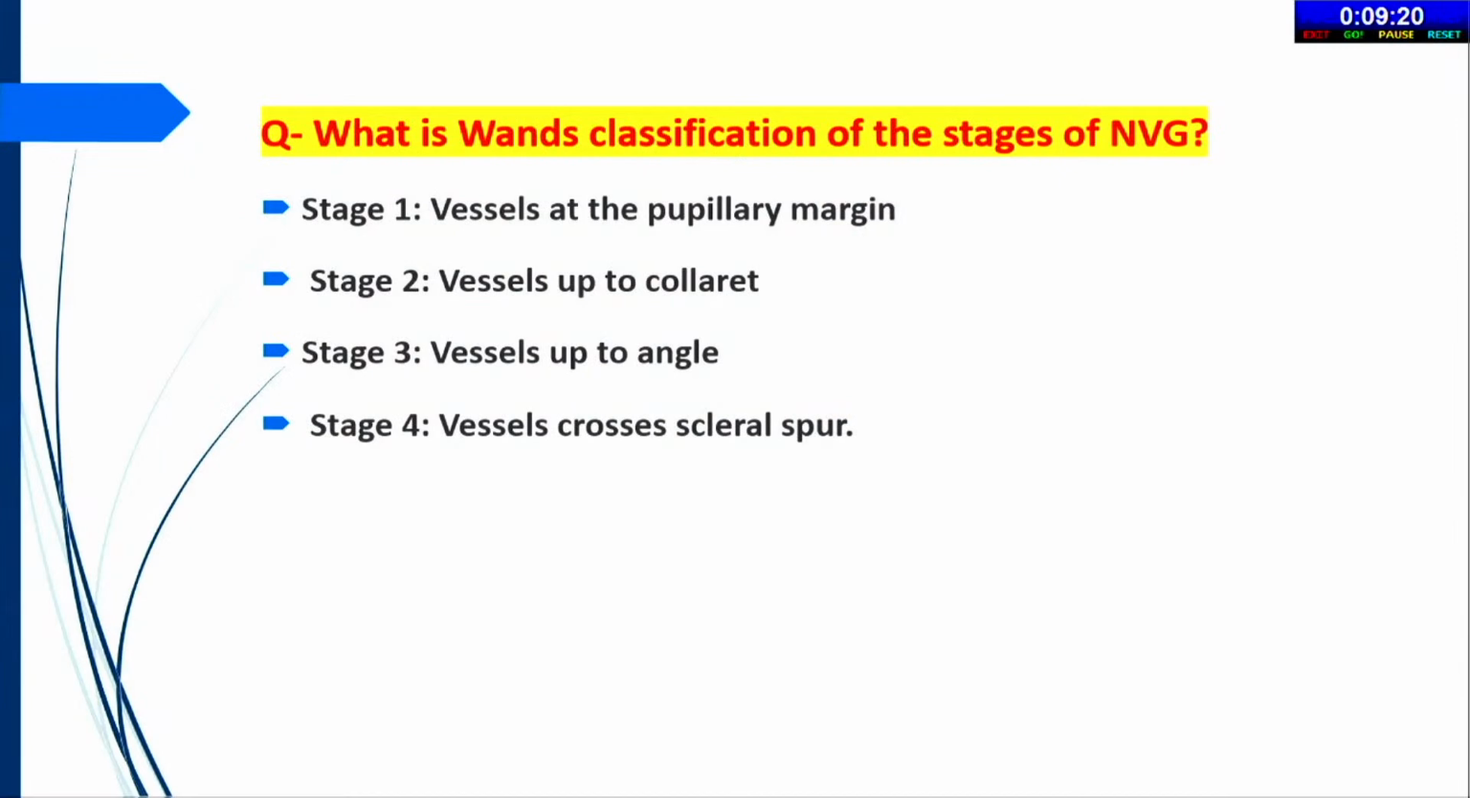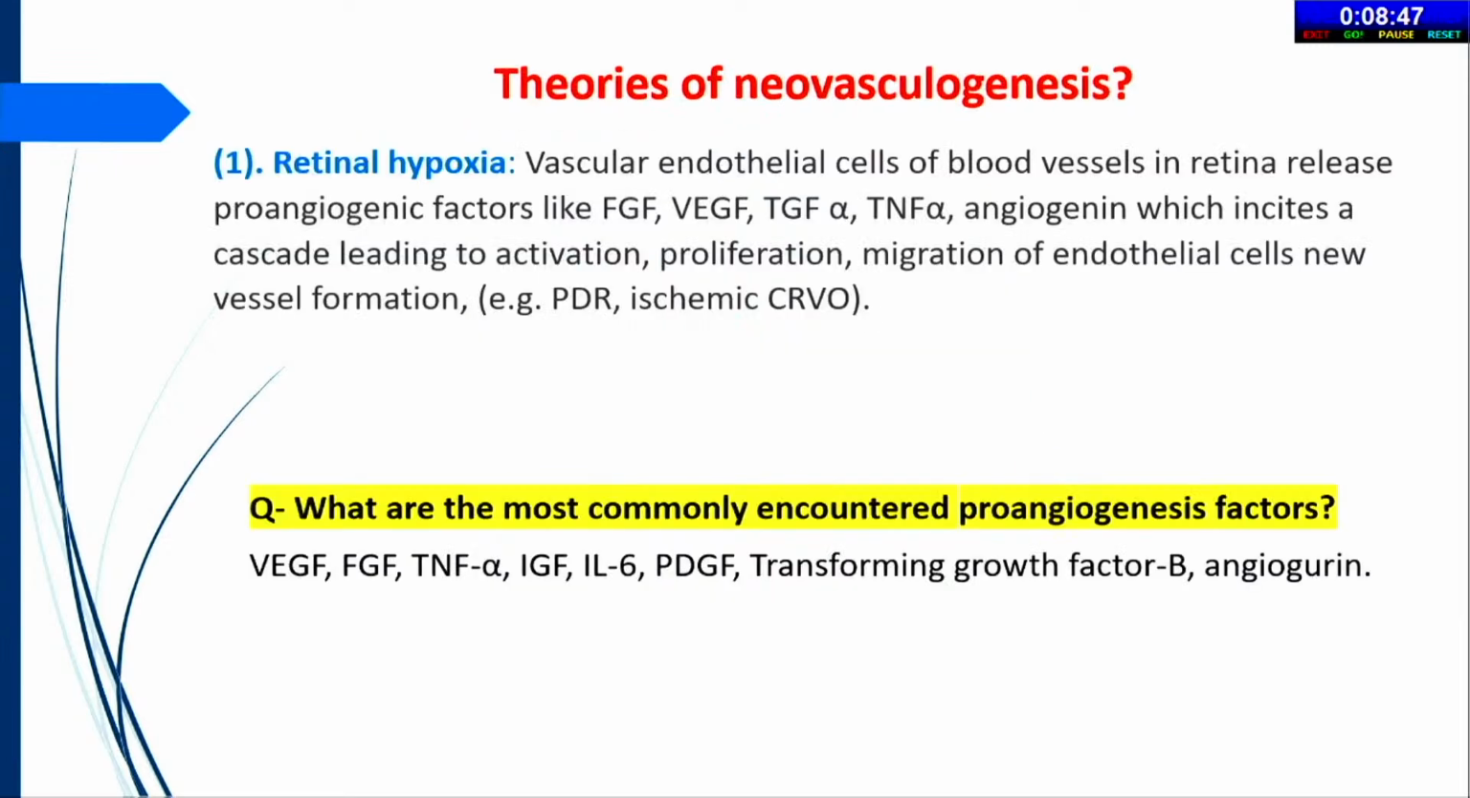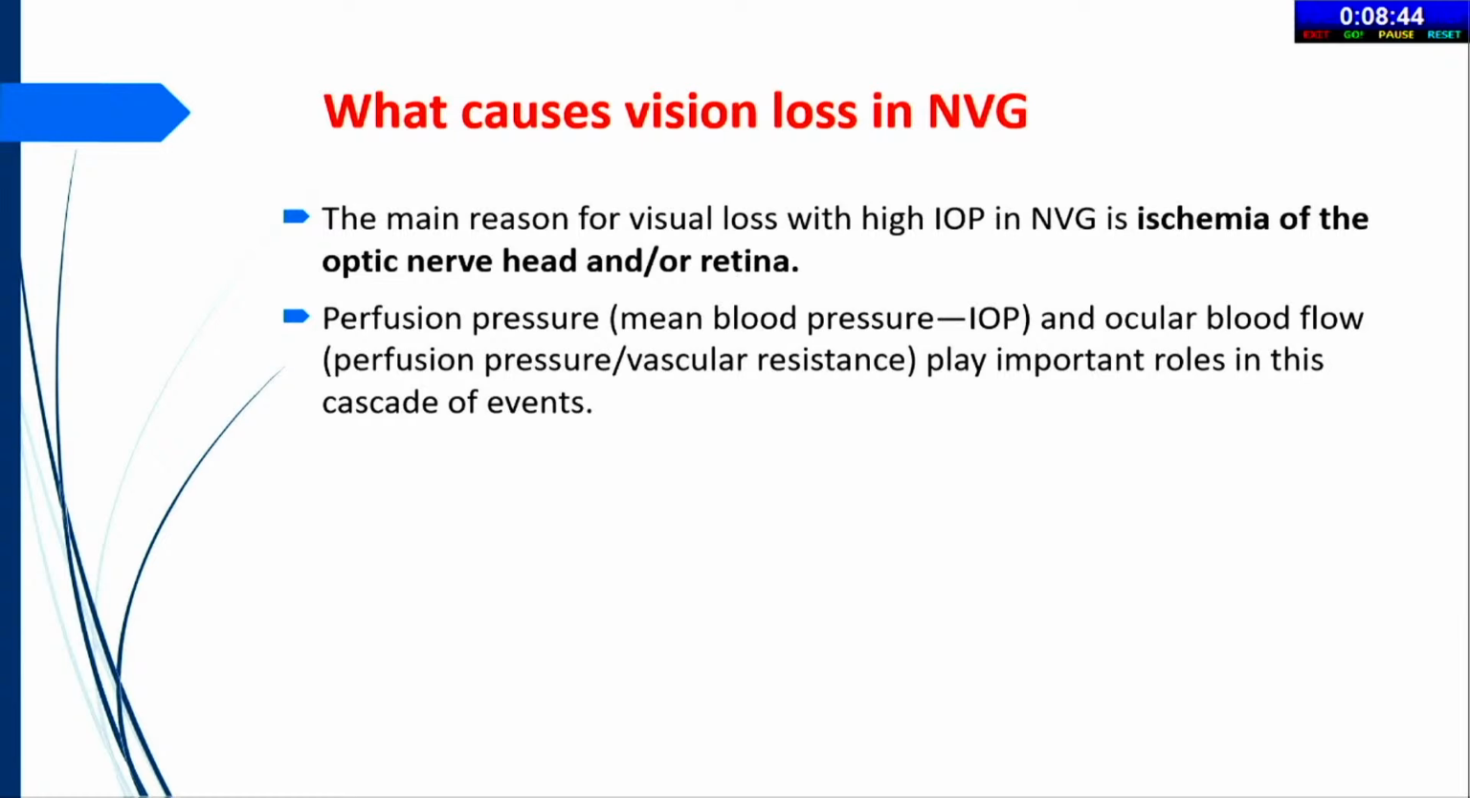Then Vand gave the classification of these vessels. Stage 1 is at the pupillary margin, then at the collarette, then at the angle, and then they cross the scleral spur. NVI and NVG can go together, but angle vascularization is very important because it crosses the scleral spur. So you can differentiate the blood in Schlemm's canal from the new vessels that cross the scleral spur. So this is the theory: retinal hypoxia, release of angiogenic factor, vasodilatation, and vasoinhibitory factors. And there could be loss of vision because of the ischemia to the optic nerve.